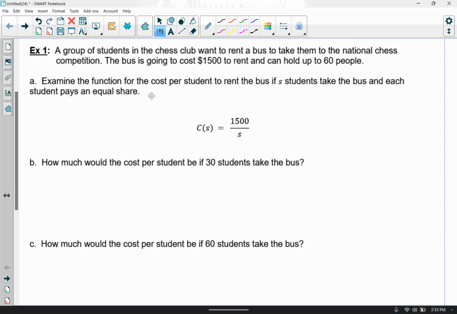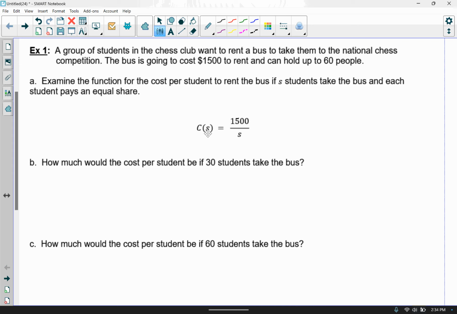Part A says examine the function for the cost per student to rent the bus if S students take the bus and each student pays an equal share. So the only thing that you're seeing here is just the new notation. Instead of in the previous section we just put a single C here for cost, but here we're just saying that the cost is a function of the number of students. So that's what that C of S means, okay? Equal to 1,500 divided by the number of students. So that's all that C of S means. It's just putting it in function notation. The function, the cost evaluated when you have S number of students.